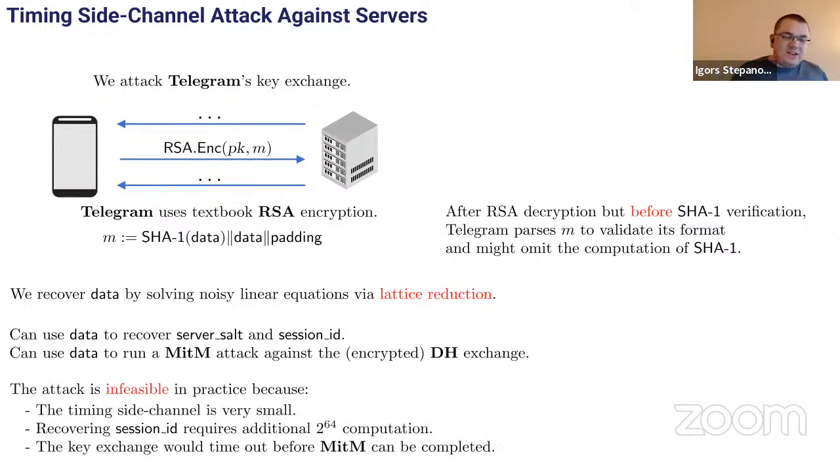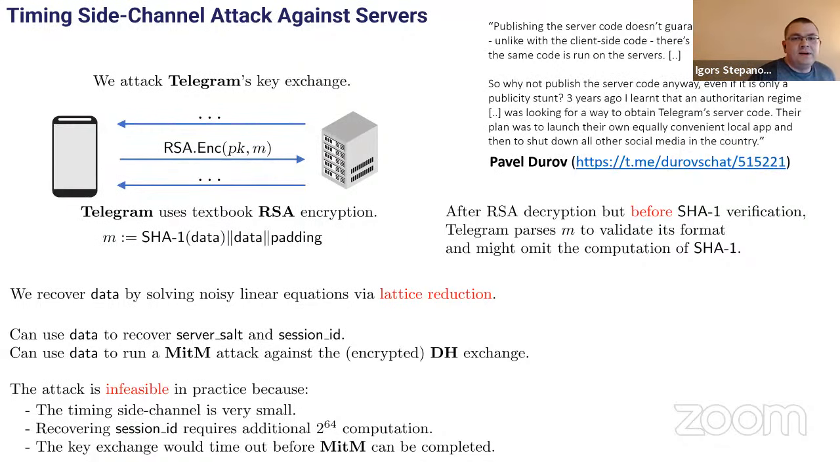We could theoretically use it for a man-in-the-middle attack against the key exchange. Unfortunately, that's not feasible because the timing side channel is really small. Recovering the session ID requires 2 to the power 40 computations, and the key exchange would time out before the attack can be completed. The problem here was that Telegram's server code is not open source, and they do not want it open source. So we could not verify any of this ourselves. We had to rely on what Telegram told us about it not working as an attack.